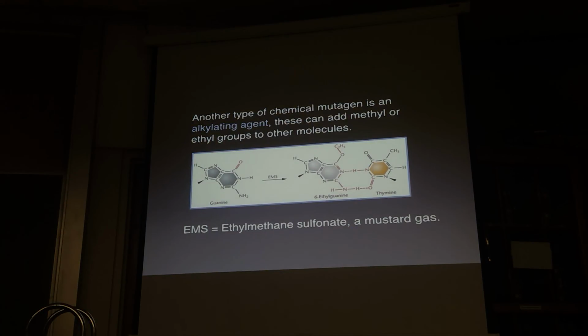Another type of chemical mutagen is an alkylating agent. And an alkylating agent is a chemical that's going to add methyl or ethyl groups to bases, and then that can change how those bases hydrogen bond. Now, don't worry too much about specific names of alkylating agents. Just recognize that an alkylating agent changes a base by adding a methyl group or an ethyl group. When it does, it changes the way that base hydrogen bonds.